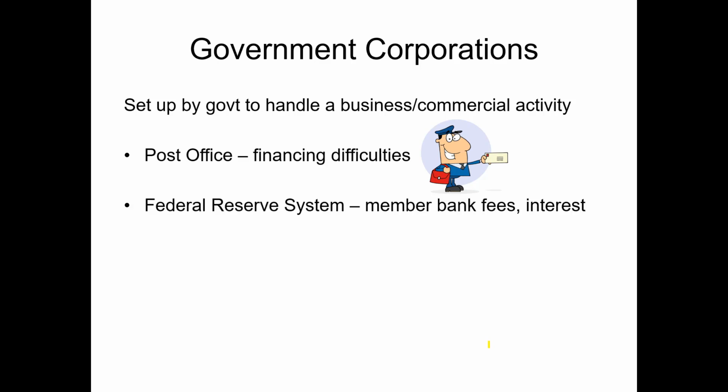Now, the Federal Reserve, or the central bank, is something that we're going to be talking about in more detail later on. But the Federal Reserve obviously is responsible for centralizing the banking system in the United States, and it does make a pretty hefty profit through the interest that it charges on its loans to the banks and the member bank fees, things like that. We'll get into that one in more detail later on.